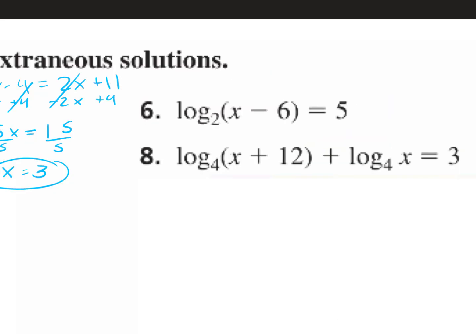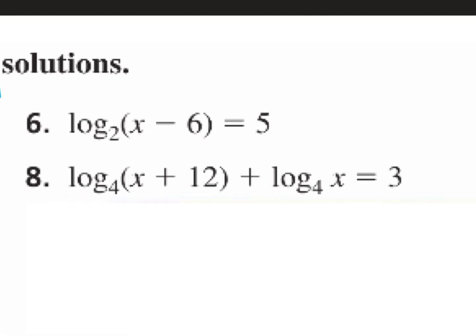Awesome. What do I have to do to solve for 6? I've got to get rid of the log. How? Make the big base 2. Since my little base is 2, I make the big base 2. So on the left side, 2 to the power of log base 2 cancels, and I'm left with x minus 6. On the right side, we have 2 to the power of 5. What's 2 to the power of 5? 32. What would I do next? Add 6. So x is equal to 38.